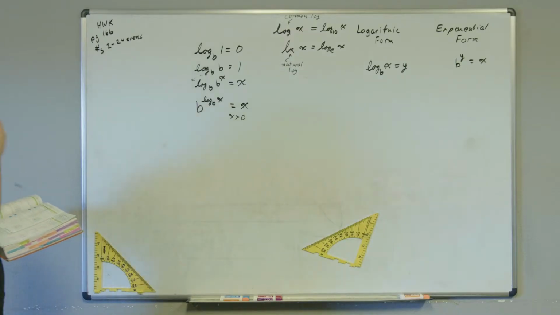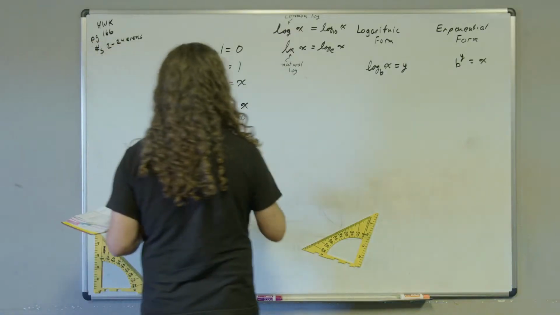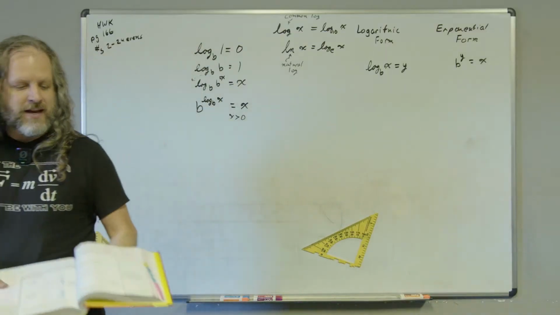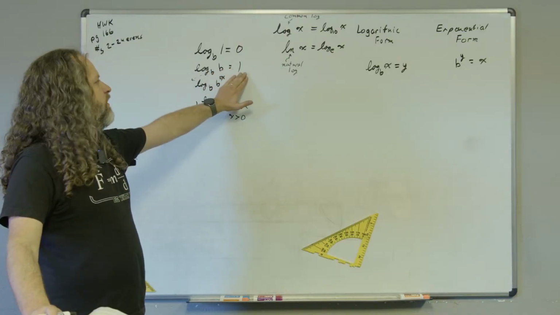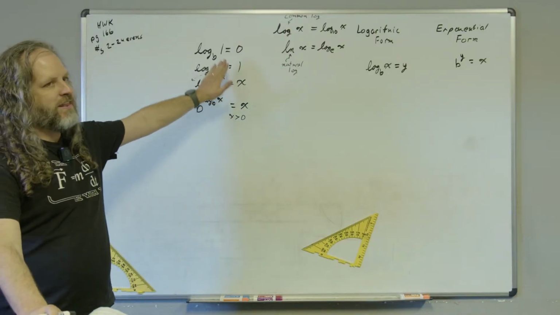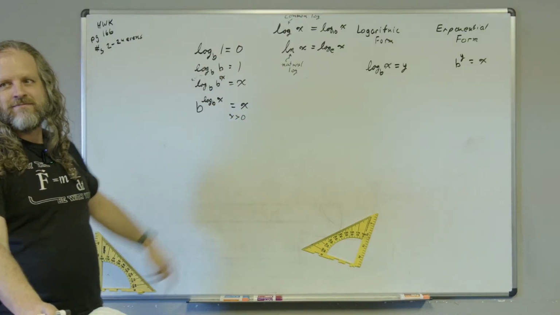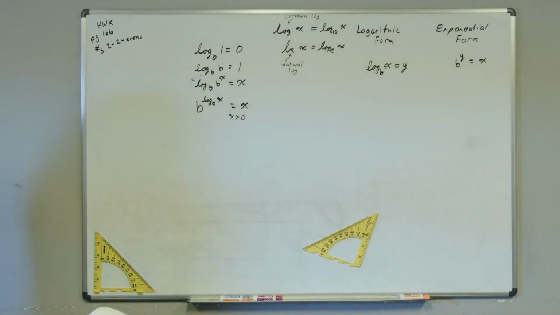All the same properties apply. The natural log of 1 is 0. The natural log of e is 1. The natural log of e to the x is x. Also, the derivative of e to the x is e to the x, which is great. But you won't learn that unless you go learn calculus.